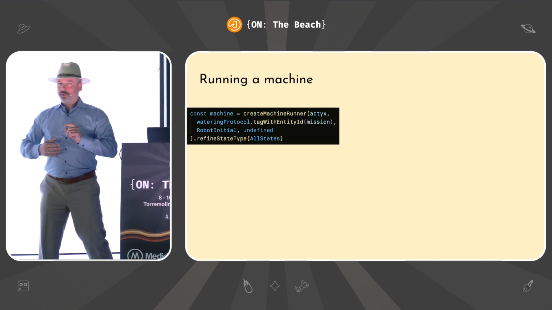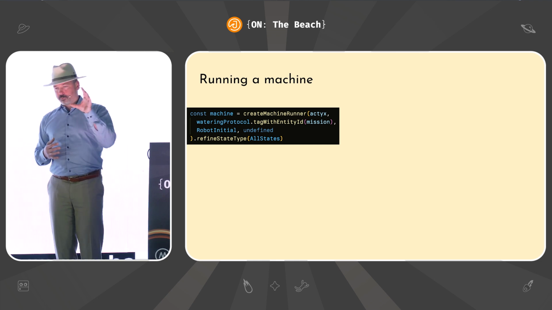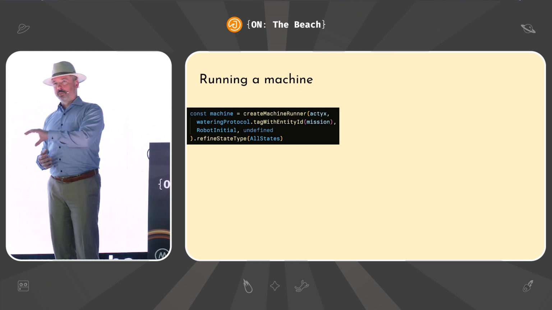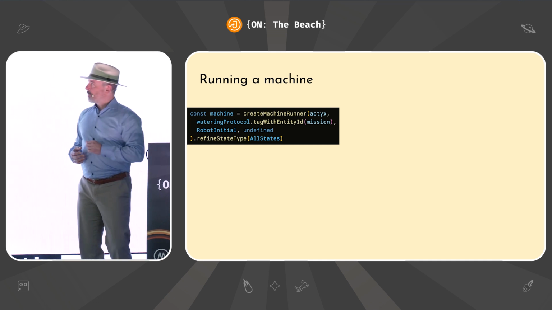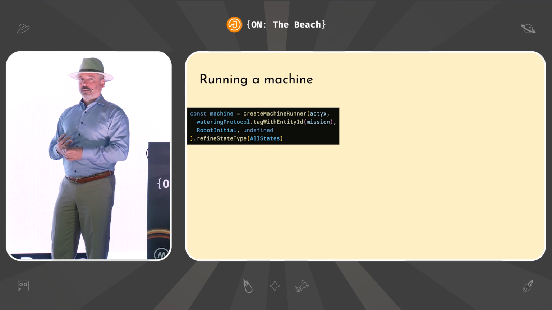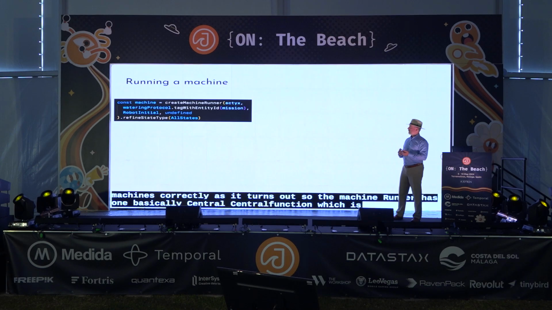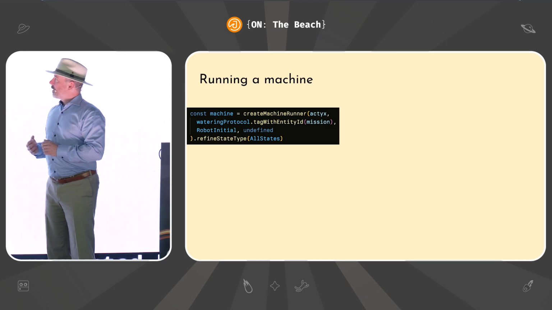But yeah, so there's one thing still missing. So this would be, we have designed it, we have written the machines, now we need to actually run the machines. And we also need to run the machines correctly, as it turns out. So the machine runner has one basically central function, which is create machine runner. It takes a connection to Actyx, represented by an Actyx SDK instance.